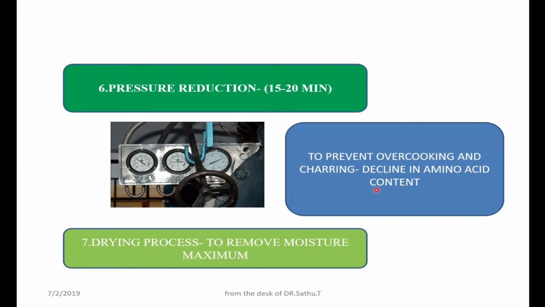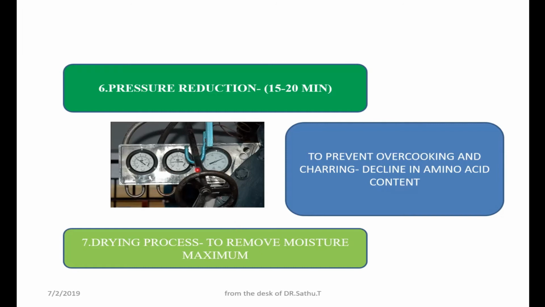If you do overcooking, charring will take place and we cannot use the material. So the pressure, time, and temperature should be properly monitored when you attain the sterilization temperature. After sterilization, the pressure has to be reduced to atmospheric pressure. From 1.5 bars, or 3 bars in the case of feathers, slowly you have to reduce to 0 bar.